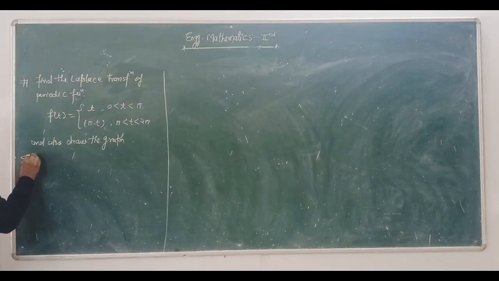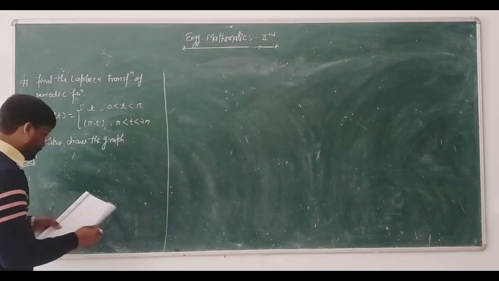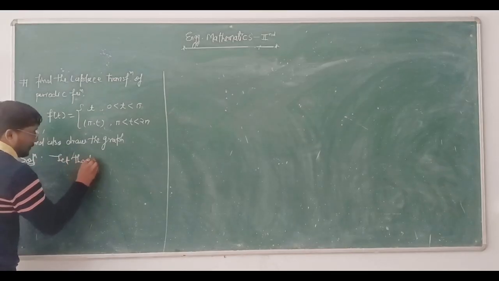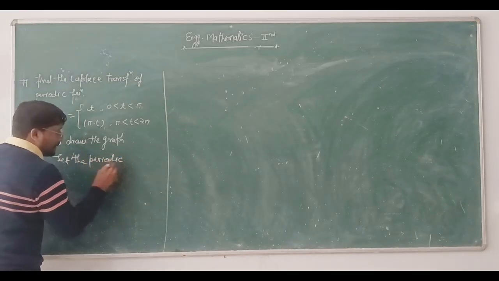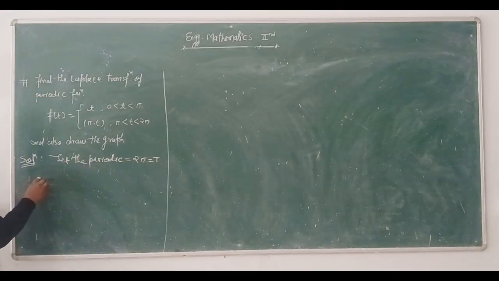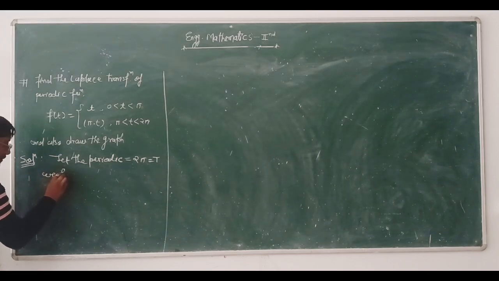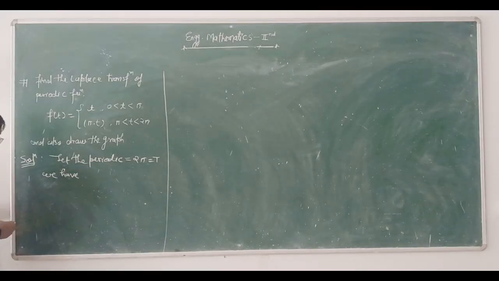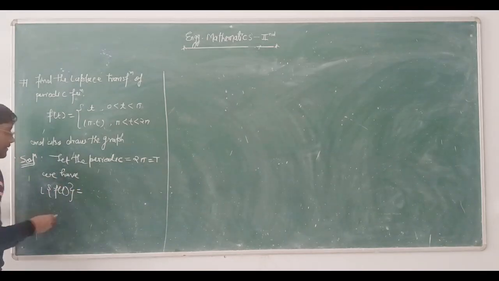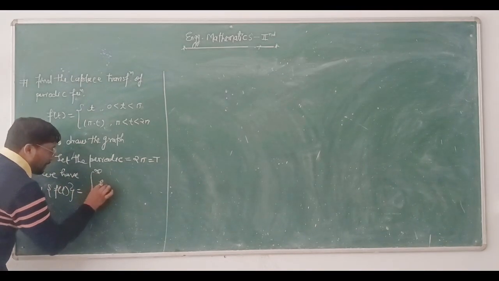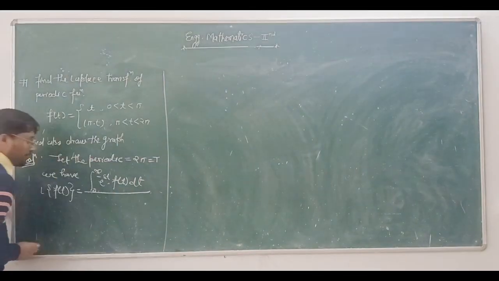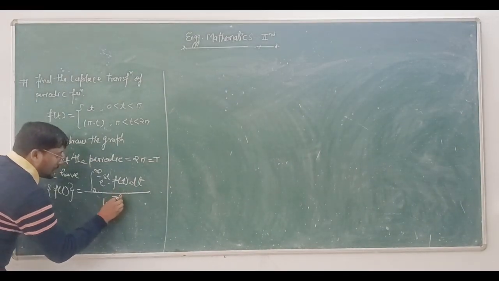Now solution of this numerical. Let the periodic time 2 pi be equal to capital T. We have the Laplace transform of a periodic function f(t) is equal to integration 0 to infinity e to the power minus st into f(t) dt, upon 1 minus e to the power minus s capital T.